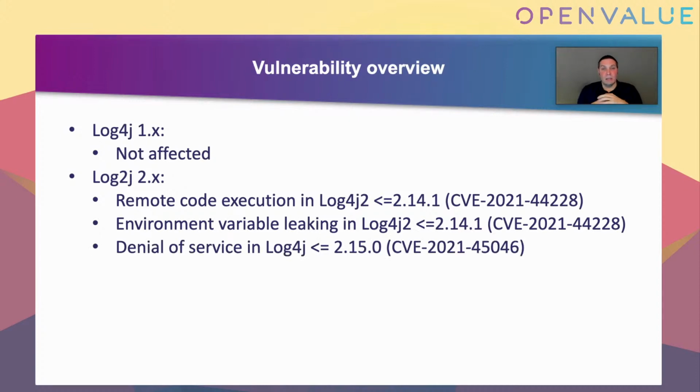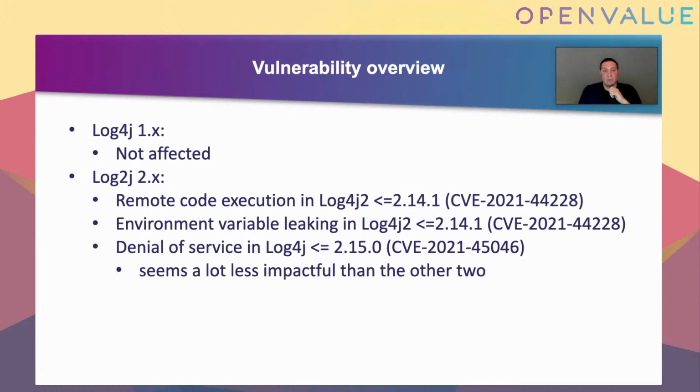And there's a fairly new one, well, all these vulnerabilities are new, but there's an even newer one in Log4j versions earlier than or equal to 2.15, and it's a denial of service vulnerability. But this seems a lot less impactful than the other two. It's a lot harder to exploit, and the impact could be a minor denial of service, but it's less severe than the other ones. On the other hand, while you're at it, our advice definitely is to upgrade to 2.16.0.